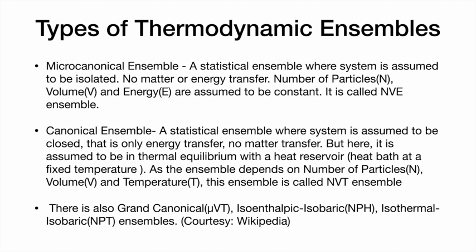So this ensemble depends on the number of particles N, volume V and temperature T. In the first case, microcanonical, it is energy. Here in the second case, canonical, it is temperature. So this ensemble is called the NVT ensemble, and there is also the grand canonical ensemble, muVT, the isoenthalpic-isobaric NPH, and the isothermal-isobaric NPT ensembles. Each ensemble will play an important role in one type of thermodynamic system.